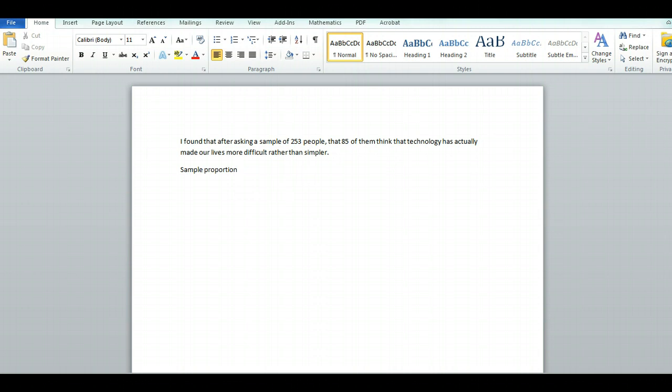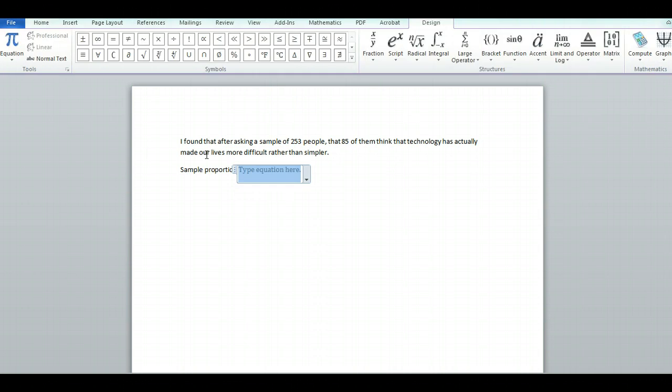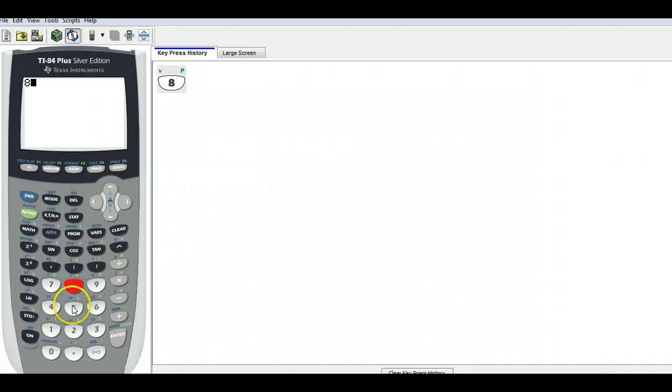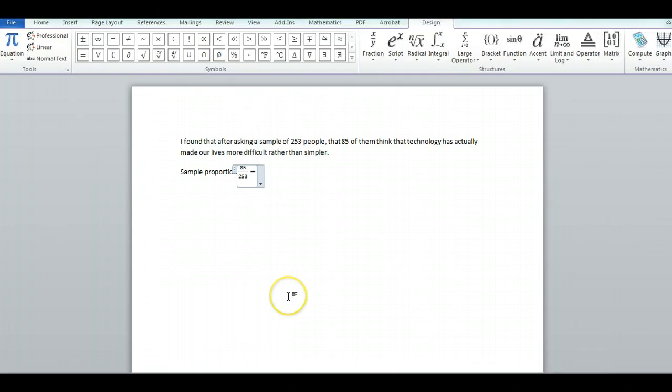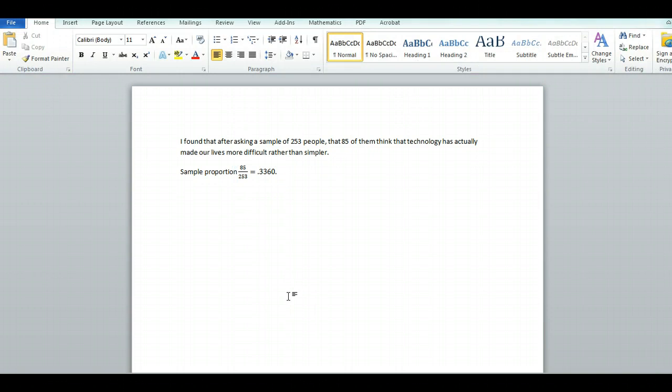So the sample proportion, which is the 1-point estimate, would be 85 people saying yes, it is more difficult, out of 253, which is approximately 0.3360 to 4 decimal places of accuracy. So that would be a good estimate of the truth, but it's certainly not the truth because we didn't ask everybody. We didn't perform a census.